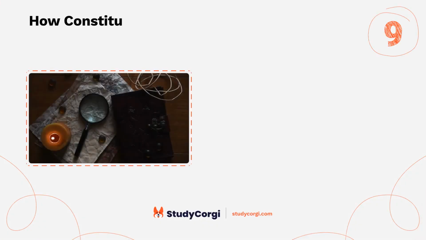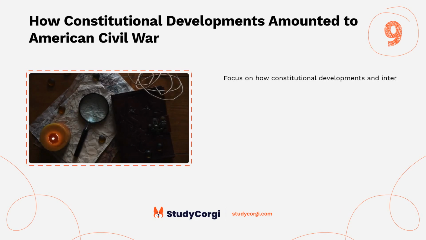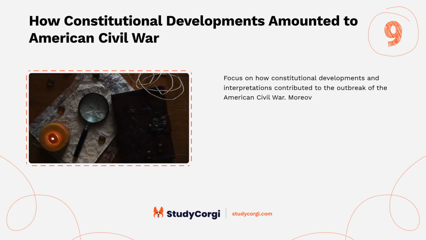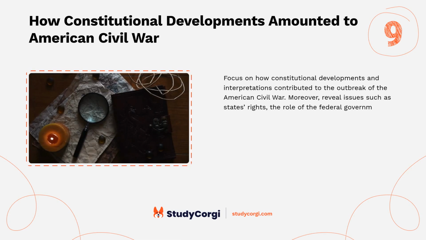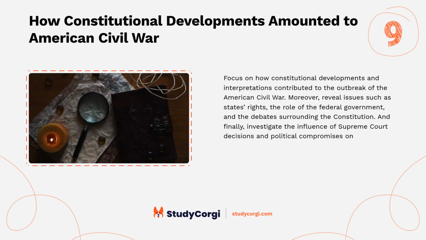How constitutional developments amounted to the American Civil War. Focus on how constitutional developments and interpretations contributed to the outbreak of the American Civil War. Moreover, reveal issues such as states' rights, the role of the federal government, and the debates surrounding the Constitution. And finally, investigate the influence of Supreme Court decisions and political compromises on the road to war.